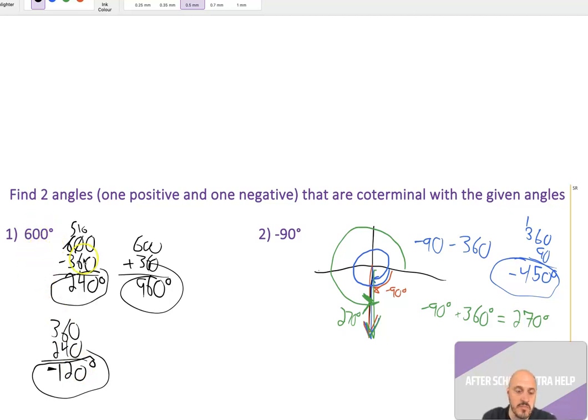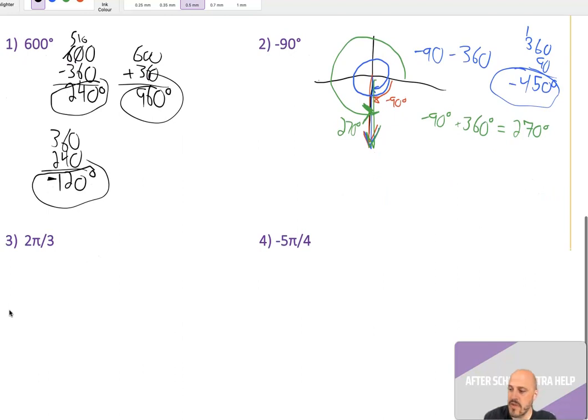So just be careful. Sometimes you might have to subtract more than once, or if it's a large negative, maybe we're going to have to add more than once to get to the positive numbers. But these are all the same angle, right? They're all going to have that same terminal angle. Let's do 2 more and make sure we have it, and we'll use our radians.